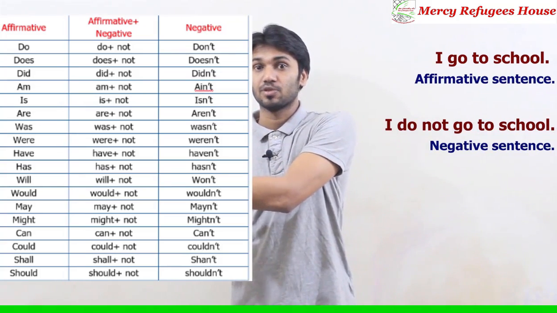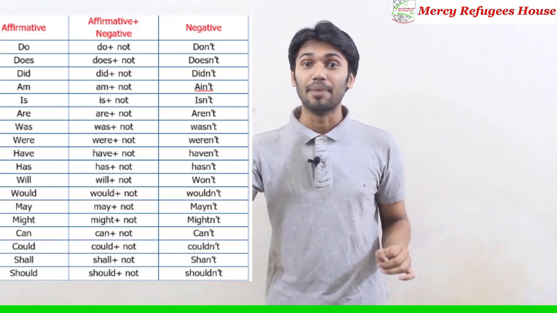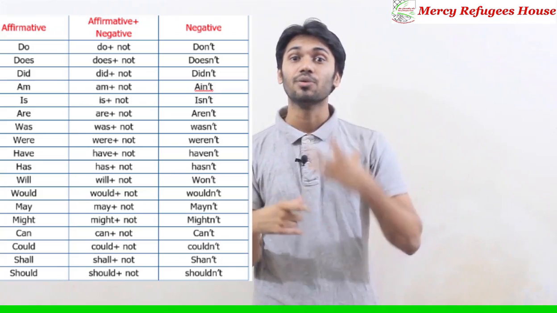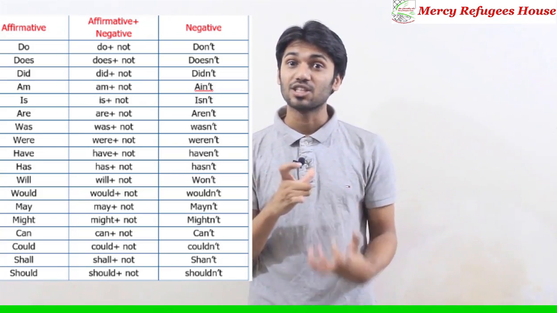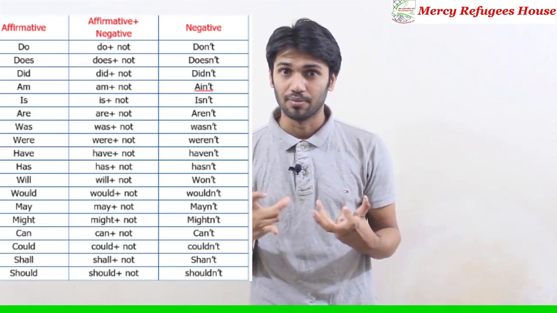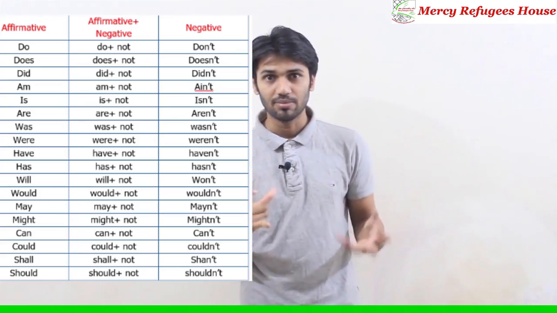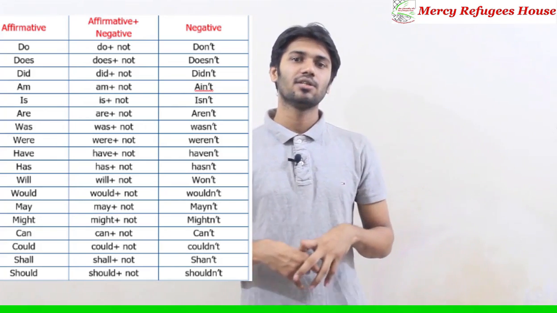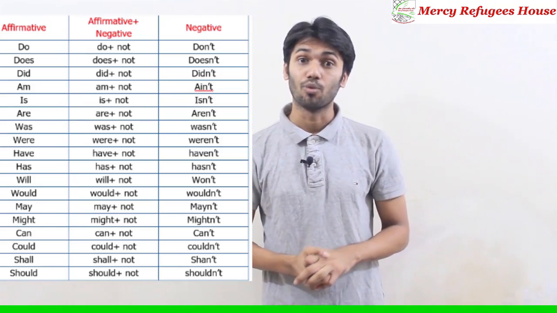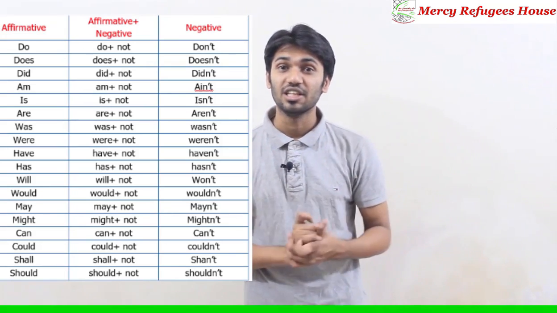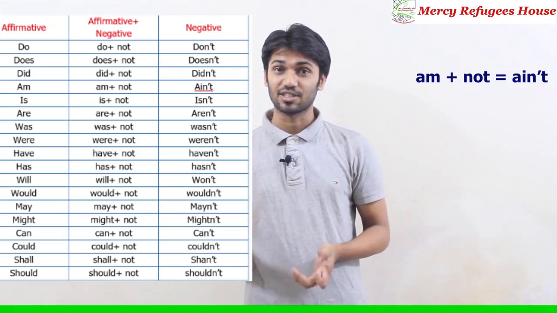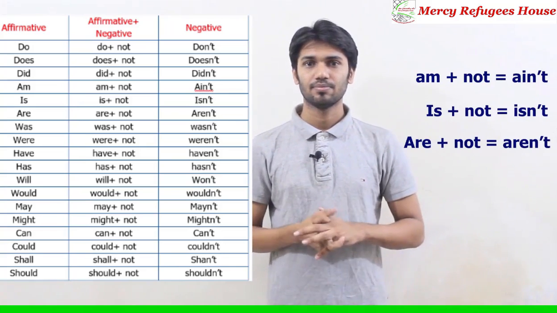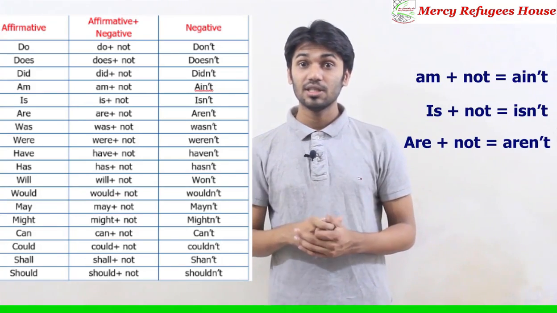So make sure students memorize this table. This table is important to memorize. So you make sure they memorize it for now. They will understand it slowly, but for now, make them memorize it. Of course, make sure they know the meaning of these words. Here you can see all the auxiliary verbs. Am not, is plus not, is not or isn't, are plus not, aren't. See, these will be required.